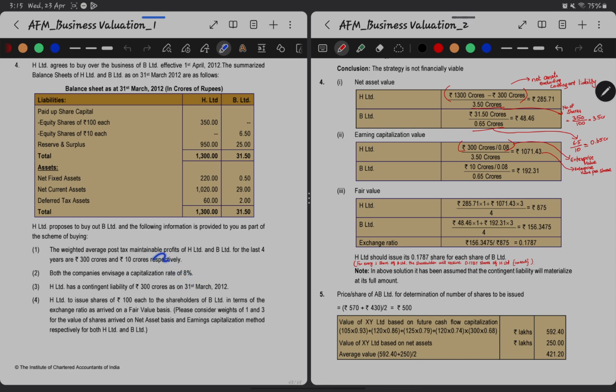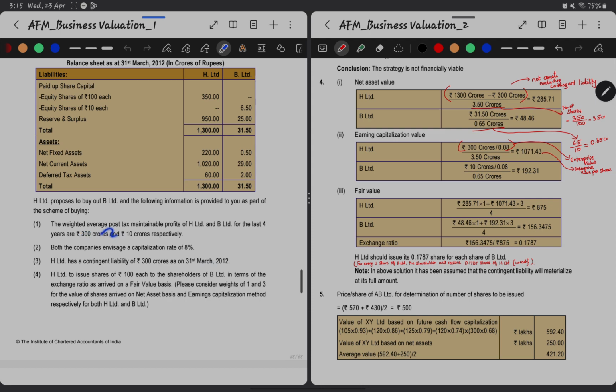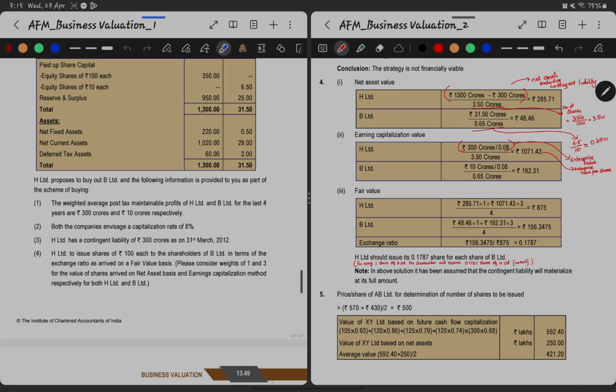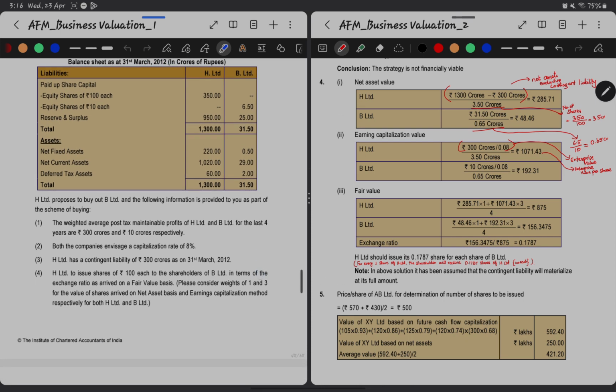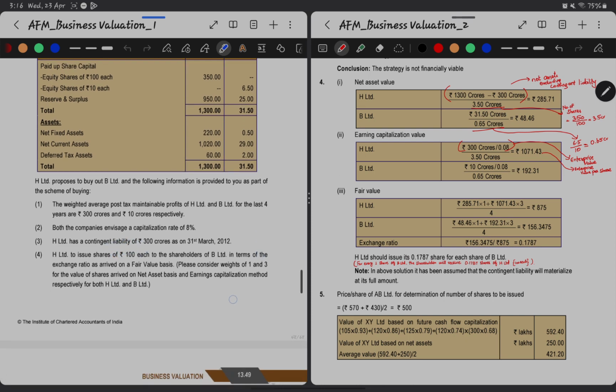Hence, using this rate, we can find out the enterprise value or the business worth. If we just divide 300 by 8%, we'll get the business value of H Limited, and 10 crore divided by 8% will give us the business value of B Limited. Now H Limited has a contingent liability of 300 crores as on 31st March 2012, and the balance sheet is also as of 2012, so they have a contingent liability of 300 crores.